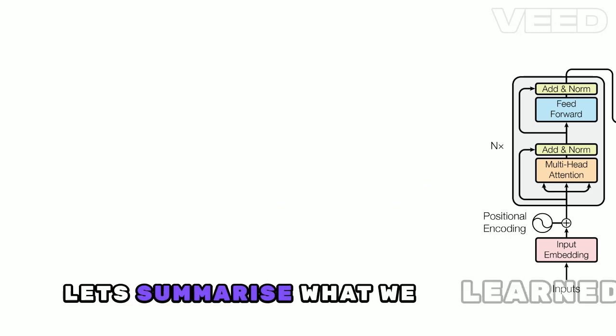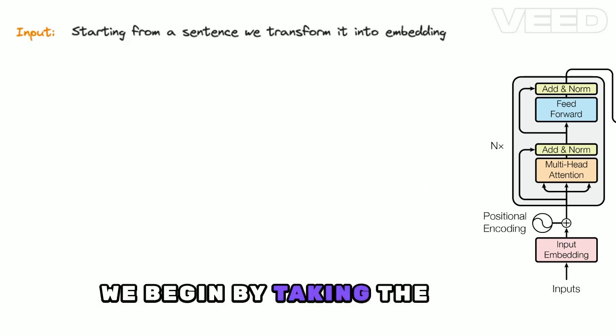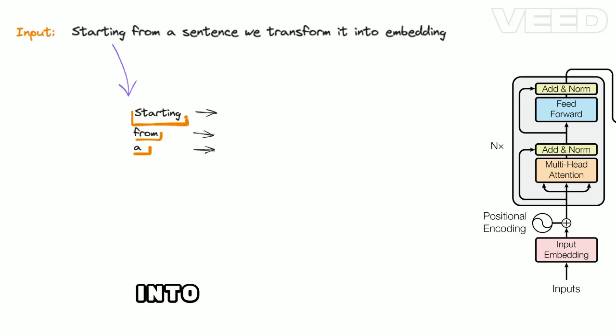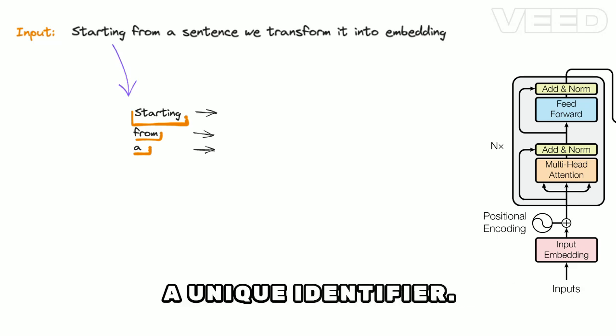Let's summarize what we learned. We begin by taking the input text and breaking it down into individual tokens. Each token is then assigned a unique identifier.